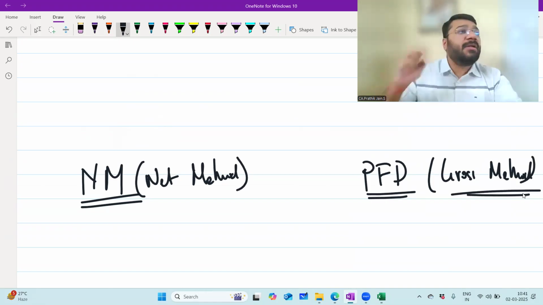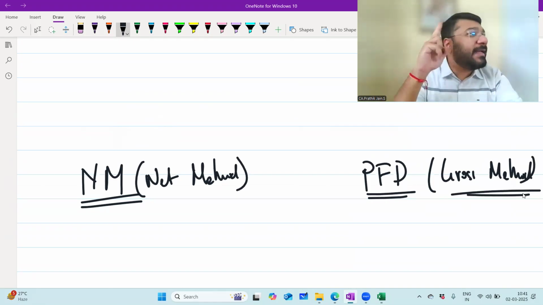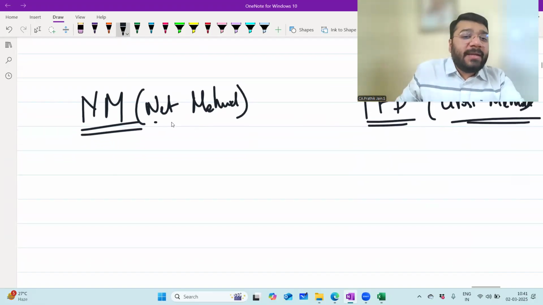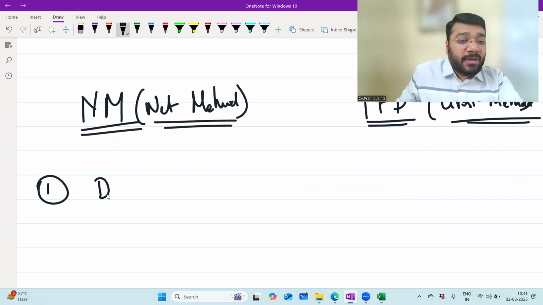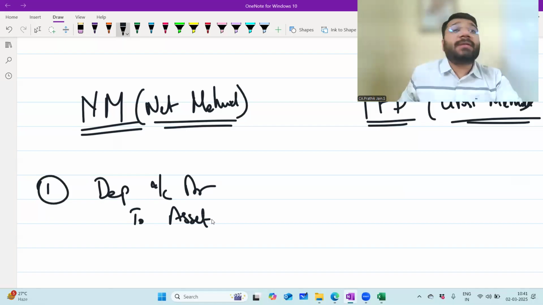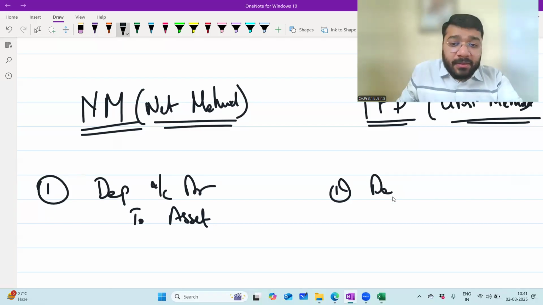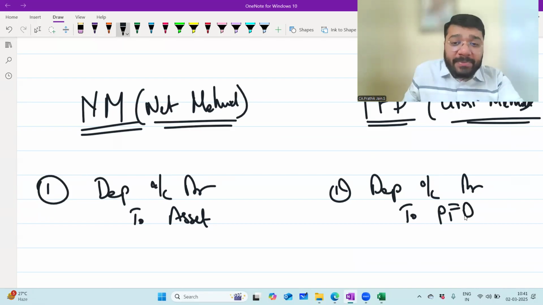We have studied this in two places. Once in 11 CBSE, second in CA Foundation. Please tell me, in the net method, what is the journal entry for depreciation? Depreciation account debit to asset account. Whereas, what is the depreciation entry in your PFD method? Depreciation account debit to provision for depreciation.